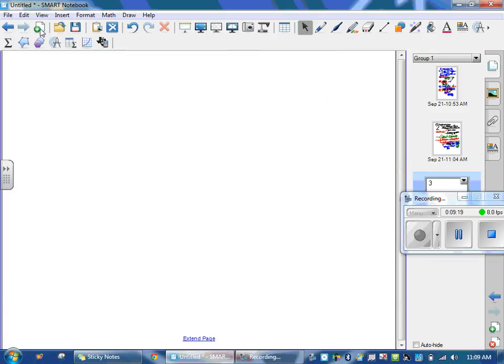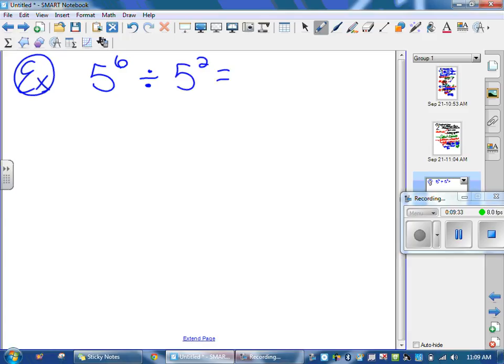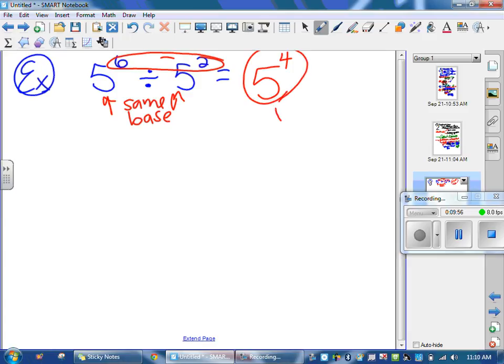Here's a few examples for you. Example 1: 5 to the 6 divided by 5 squared. These guys are my base. We have the same base and we're dividing, so we're going to subtract the exponents. So I'm going to get 5 exponent 4. Now if it says leave it as a power, this is a power, the whole thing, or it's also called exponential form.